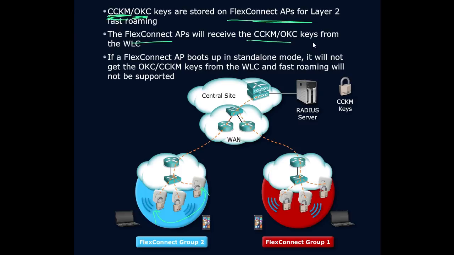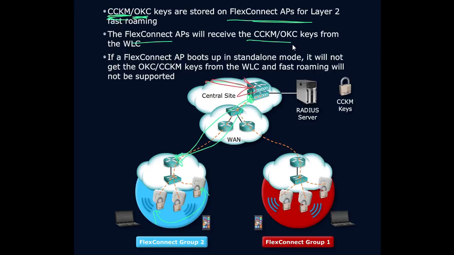Boy, that's a real mouthful, isn't it? Keys from the wireless LAN controller. So this is actually being held here. Draw my CAPWAP tunnel. This is being stored right here. Ooh, I don't like this color. Let me change this. It's being stored here. And it's being transferred as needed. The APs will receive this information about the keys from the wireless LAN controller.